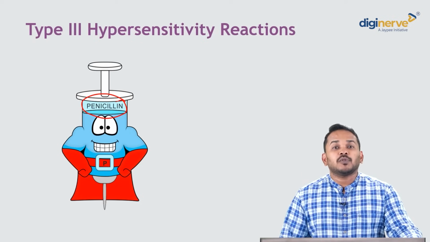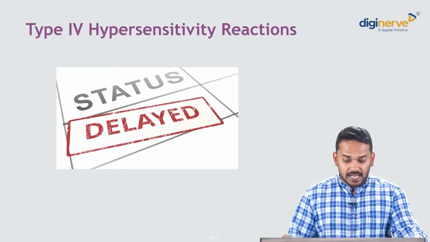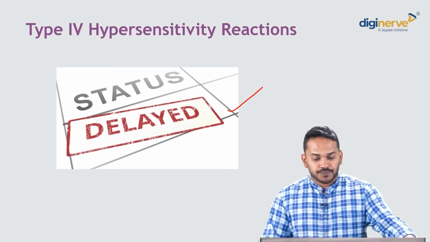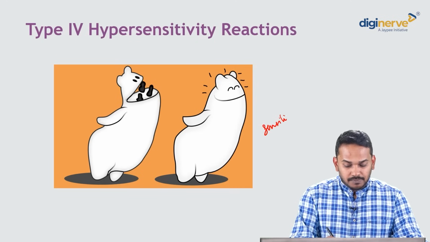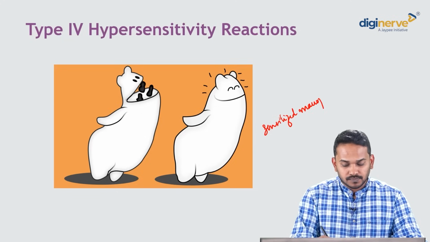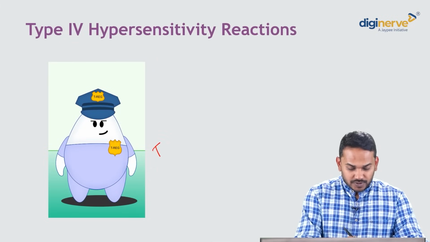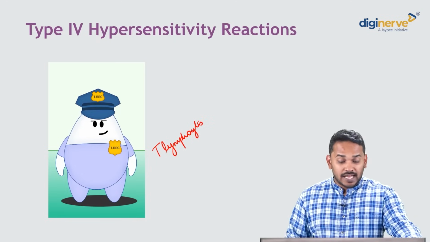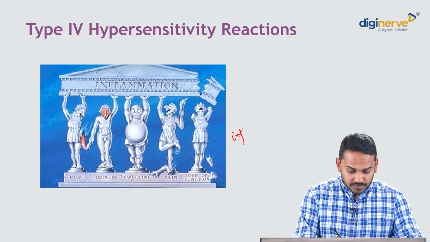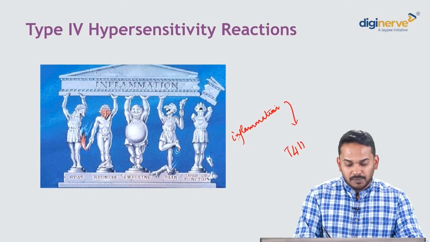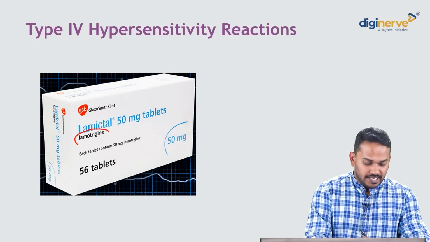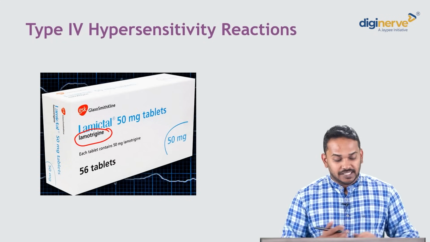Now coming to the last type of hypersensitivity reaction, type 4 hypersensitivity reaction or delayed hypersensitivity reaction. Delayed hypersensitivity reaction is due to sensitized macrophages and T lymphocytes. These macrophages and T lymphocytes will trigger an inflammatory response, which will result in type 4 hypersensitivity reaction. An example of an agent that produces type 4 hypersensitivity reaction is lamotrigine. It is an anti-epileptic drug. It can produce hypersensitivity reaction type 4.